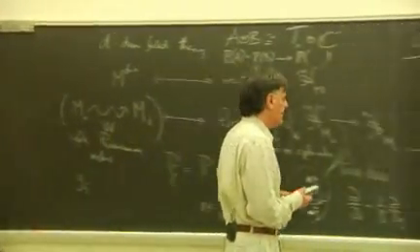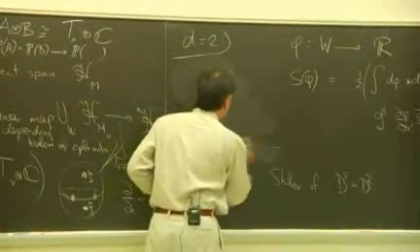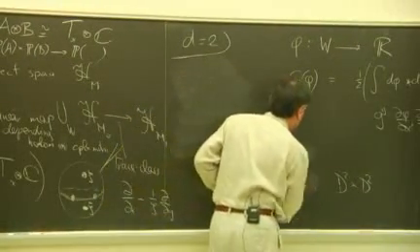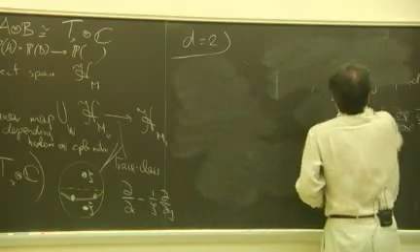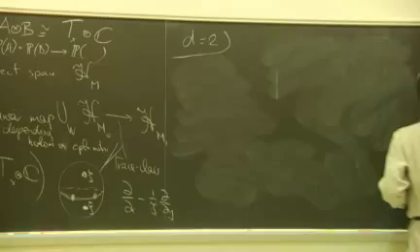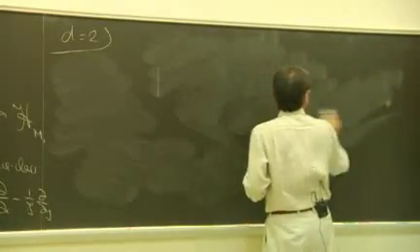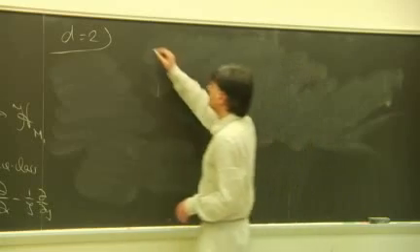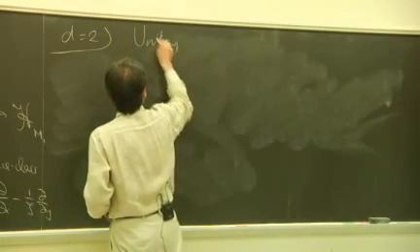But I'd like to just point out one feature of it, because I ought to tell you in general what we mean by saying a theory is unitary. So I'll say a few words about unitarity and then come back to this example. This is in general, but I'll be mainly interested in the two-dimensional case.